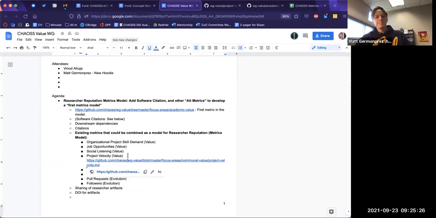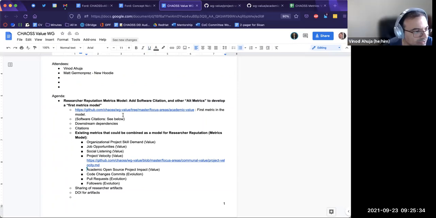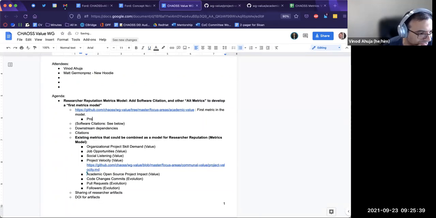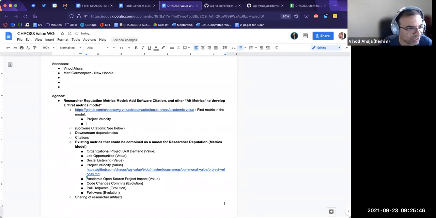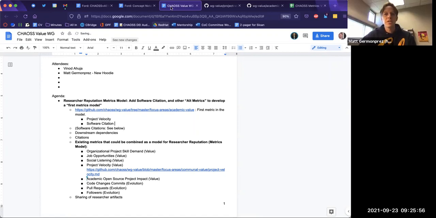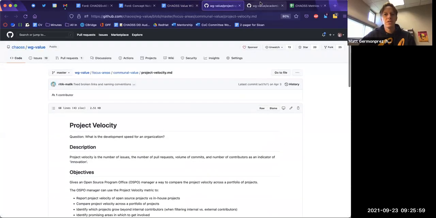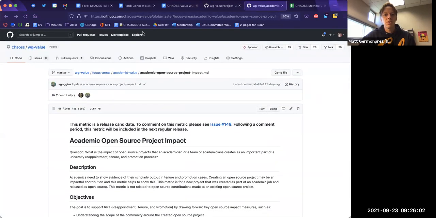So I'm just wondering. I feel this metric is very old, and I guess this needs revision or some fixes. If I look at this, project velocity, if I'm looking at it. Okay. I'm just taking some notes. Software citation. What is it? Not software citation. Academic open source project impact.